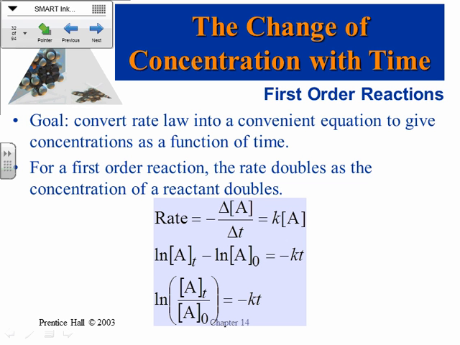So this is the first thing that's on your notes, I think. The goal here with these concentration and time things is to convert the rate law into an equation to figure out how the concentration of a reactant is going to change over time. And when you have a first order reaction, remember, in a first order reaction, the rate doubles as the concentration doubles.